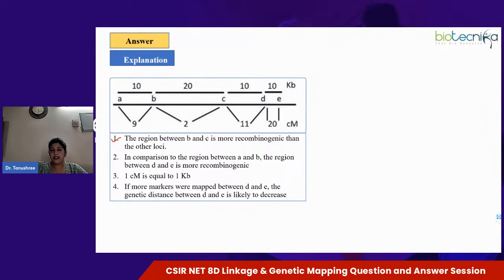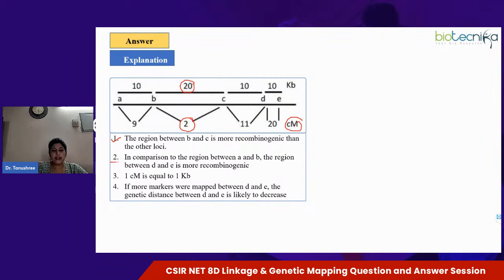So if you look at the physical map, the distance is 20 kb. But in the genetic map, it is only 2 centimorgan. 2 centimorgan means 2% recombination frequency, 2% recombination, right? So according to this, it's not correct. This statement cannot be correct.